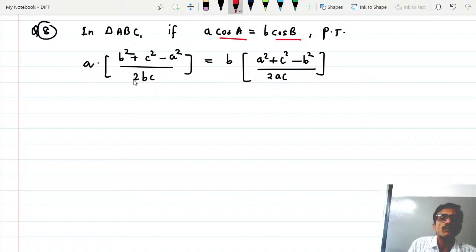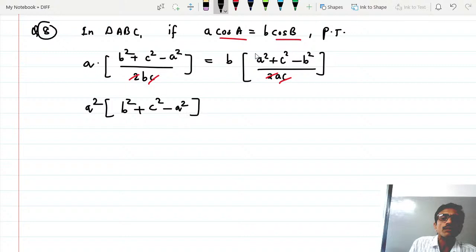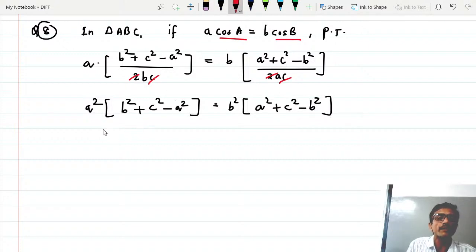Now let us cancel this. What can we cancel over here? This 2, and this c and c we cancel. After cancelling this, take cross multiplication. So cross multiplication will give you a square into (b square plus c square minus a square), and this cross multiplication will give you b square into (a square plus c square minus b square).